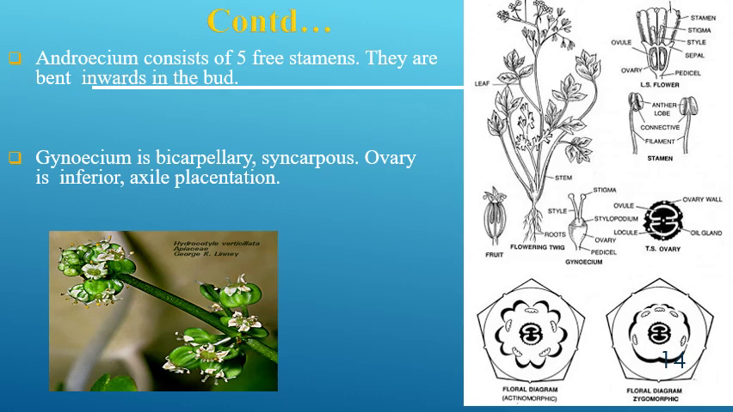basifixed. It means the filament is attached to the base of the anther, or it may be dorsifixed. That means the filament is attached to the back of the anther and the anther is immovable. Anthers are 2-lobed, so such type of anthers are called dithecous, and present towards anterior part. So these are introrse, and dehisce longitudinally.